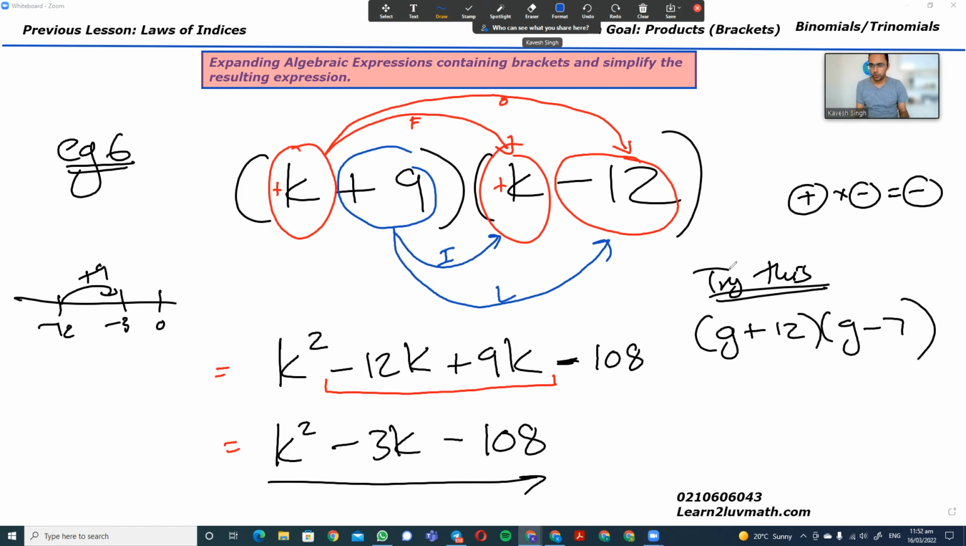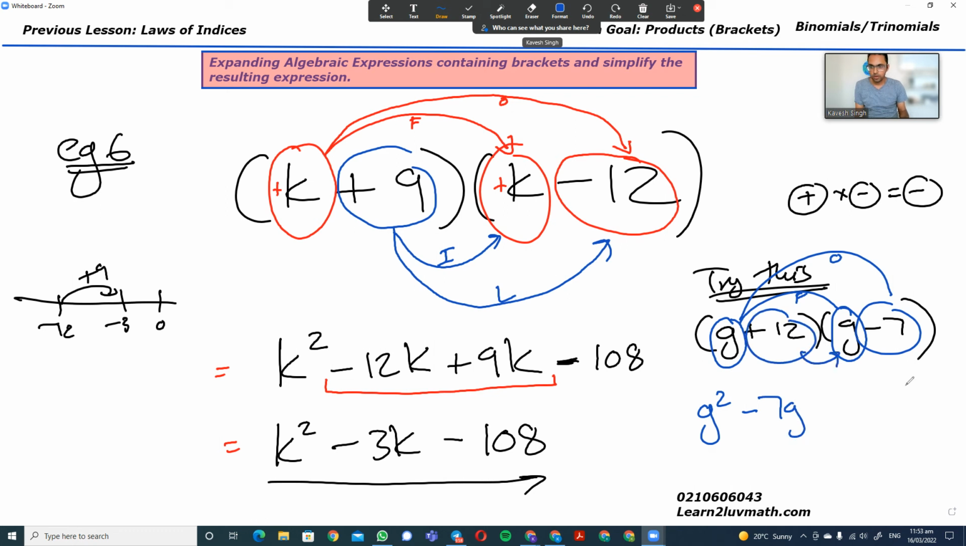All right, let's go through this one now. Like I said, let's take the first two terms. So we're going to take g and multiply it by g. We're going to get g squared. Then we're going to take g and multiply it by negative 7. Now we're on the outer two terms. It'll become minus 7g. Then we take the inner two terms. 12 times g will get me plus 12g. And we can see the like terms appearing already. And then plus 12 times negative 7 gets you negative 84.